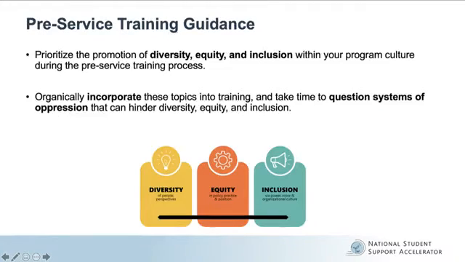In your pre-service training process, diversity, equity, and inclusion should be promoted by creating a culture that allows tutors to organically incorporate these topics when relevant, and by providing time and space to question systems of oppression and power structures that may threaten these topics' advancement.